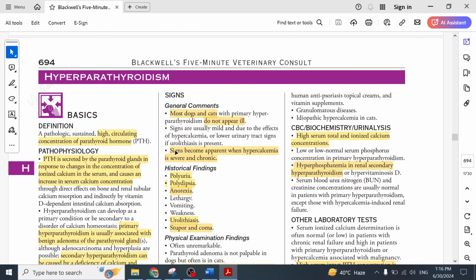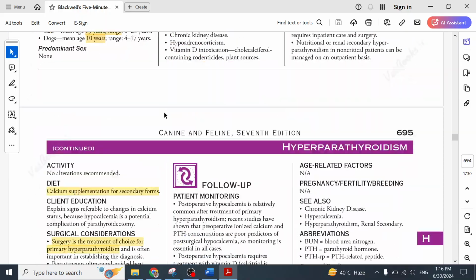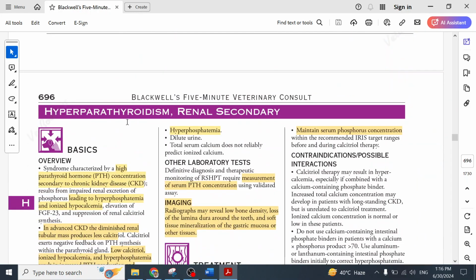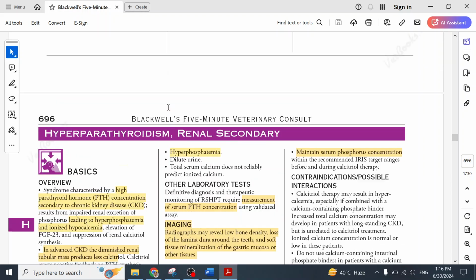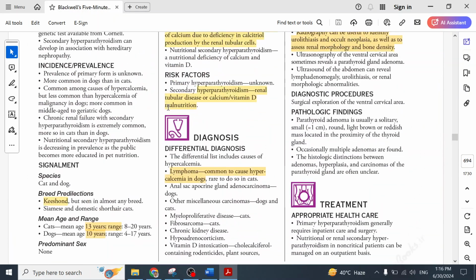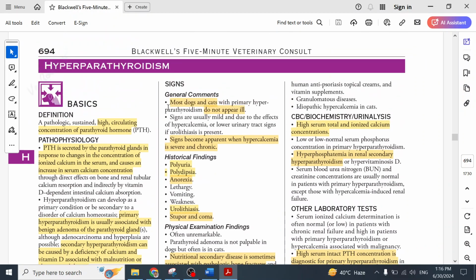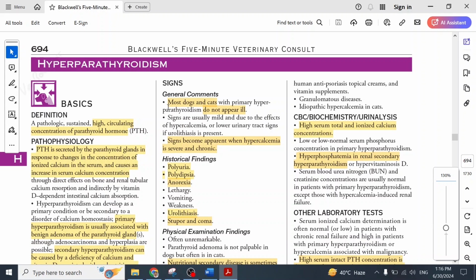So today we are going to start hyperparathyroidism in cats. Basically, there are two types of hyperparathyroidism in cats. First one is primary hyperparathyroidism, and the second one is secondary, which is related to kidney or nutritional disease. You see there, this one is renal secondary disease, which is totally related to the kidney. So let's start from primary hyperparathyroidism, which is not common in cats. The secondary one is most common in cats.